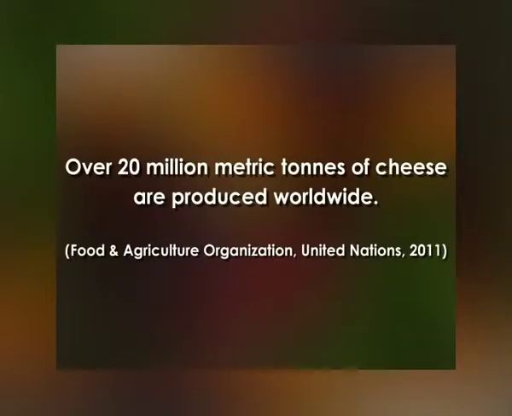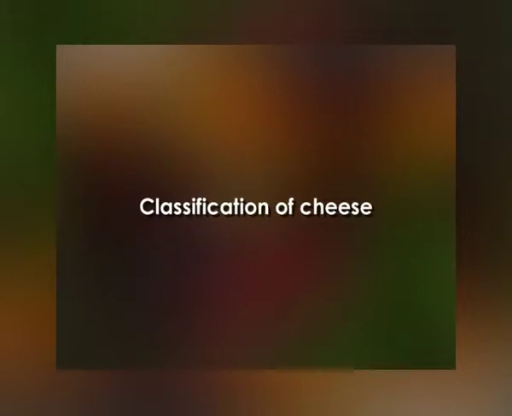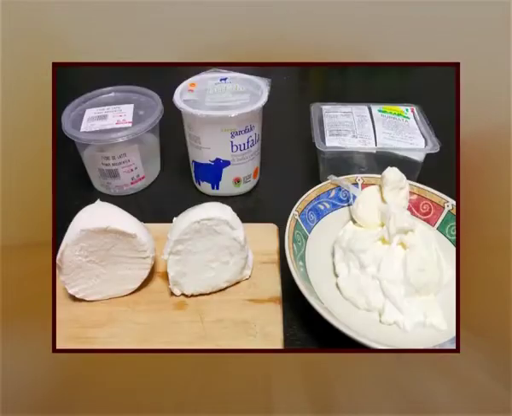Worldwide, cheese is a major agricultural product. According to FAO United Nations 2011, over 20 million metric tons of cheese are produced worldwide. Now let's move on to the classification of cheese. Some cheeses are categorized by the source of the milk used to produce them, while most of the world's commercially available cheese is made from cow's milk. Many parts of the world also produce cheese from goats, buffaloes and sheep. For cheeses not produced from cow milk, indication of the species is mandatory.